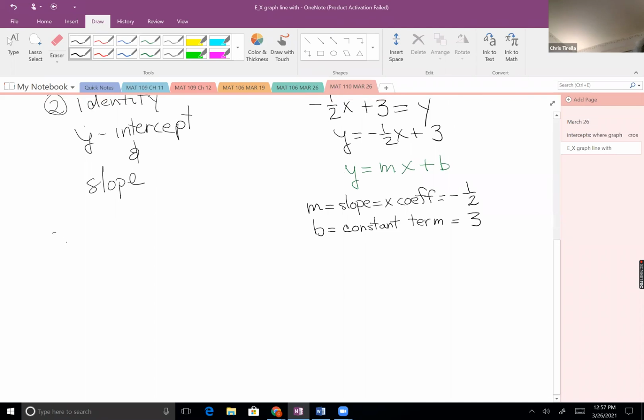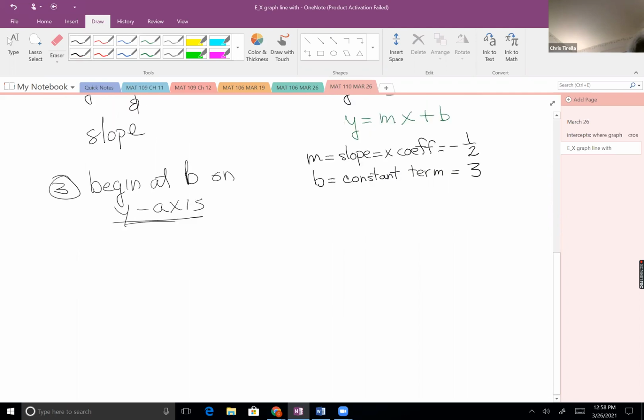Now, we're going to begin at b on the y-axis. And what you have to remember is we begin on the y-axis.